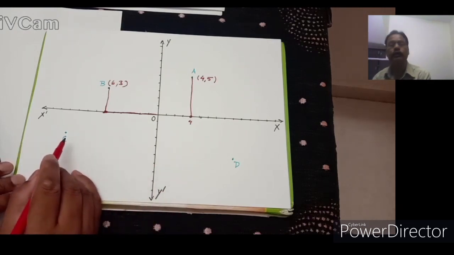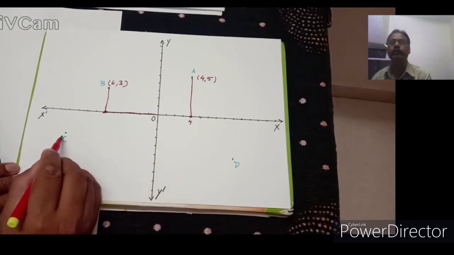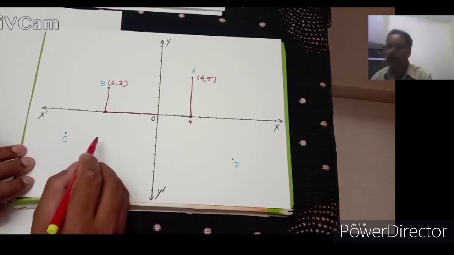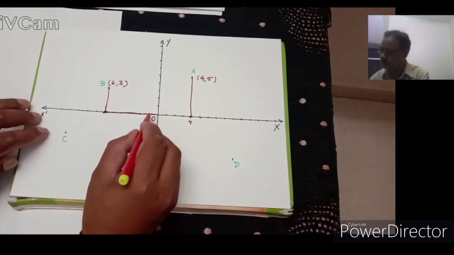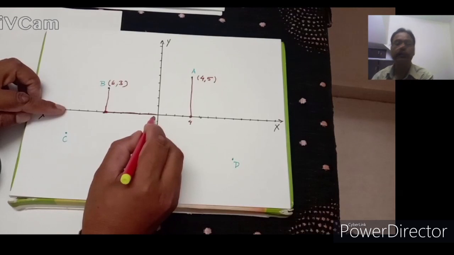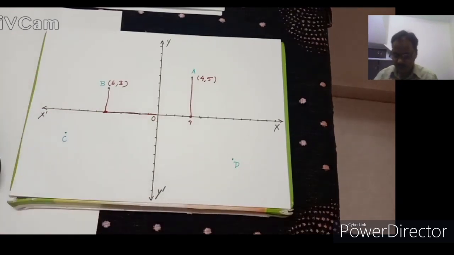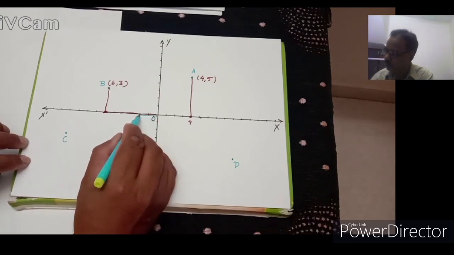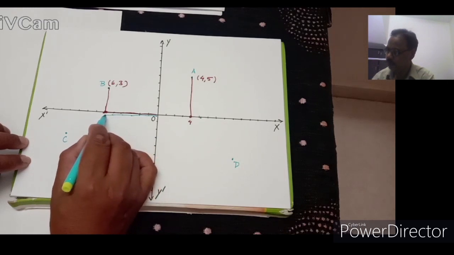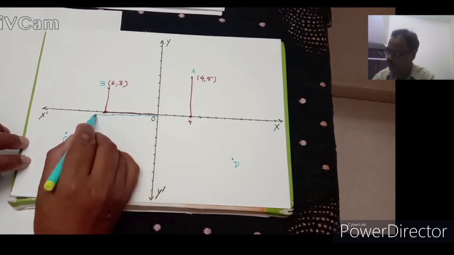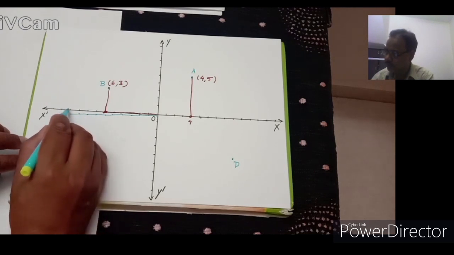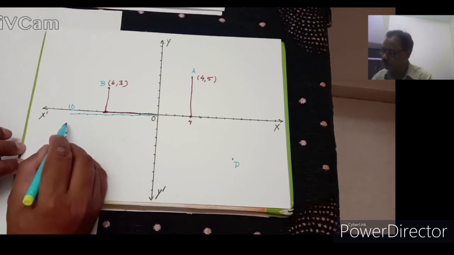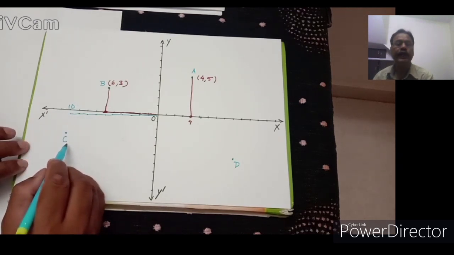Similarly, we can find out the coordinate of point C. How do we find out? Let us see. We want to reach the point C. So first we move on the x-axis. Let us see how much do we move on the x-axis. Yes, we are moving here. 1, 2, 3, 4, 5, 6, 7, 8, 9, 10. 10 units on the x-axis, and we want to move towards the negative side of the y-axis.